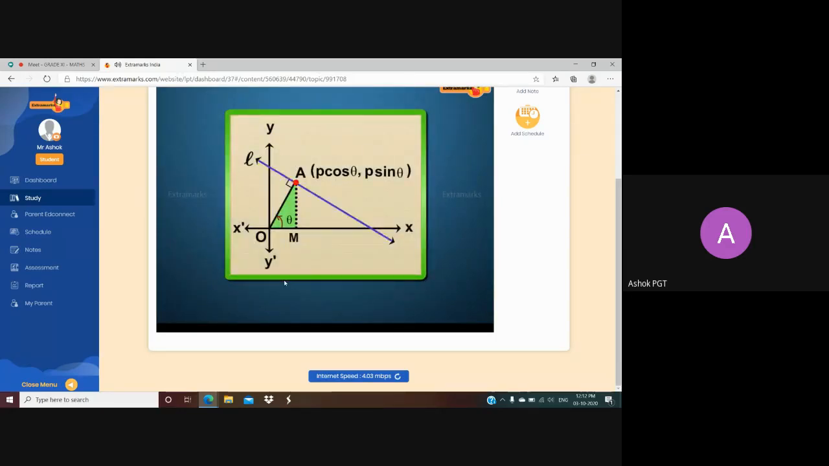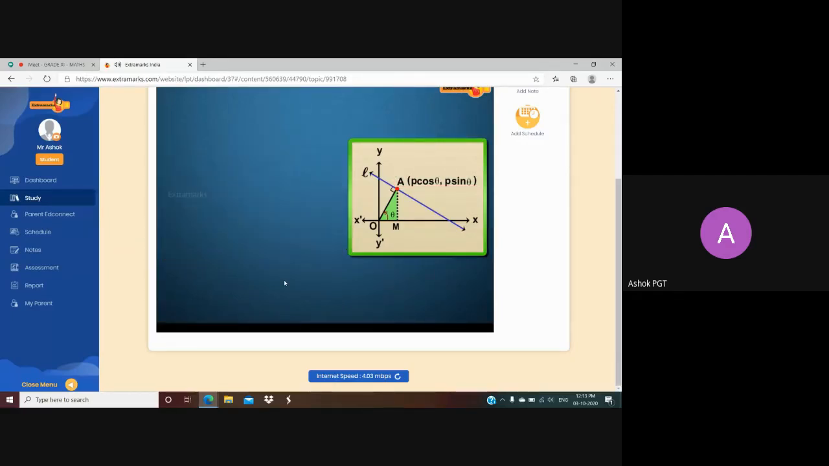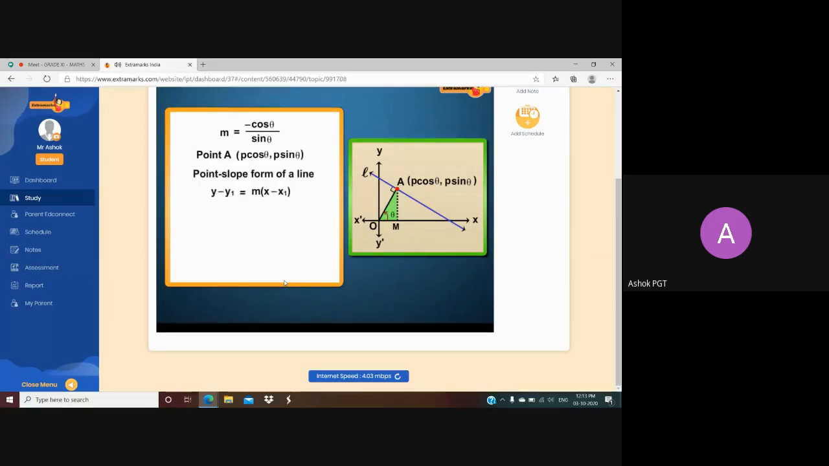Further, line L is perpendicular to OA. Therefore, the slope of line L is minus 1 upon slope of OA, which equals to minus 1 upon tan theta. Thus, the line has slope minus cos theta upon sin theta and point A with coordinates p cos theta, p sin theta on it. Therefore, by applying the point slope form of a line, the equation for line L is x cos theta plus y sin theta equals to p. This is known as the normal form of straight line.